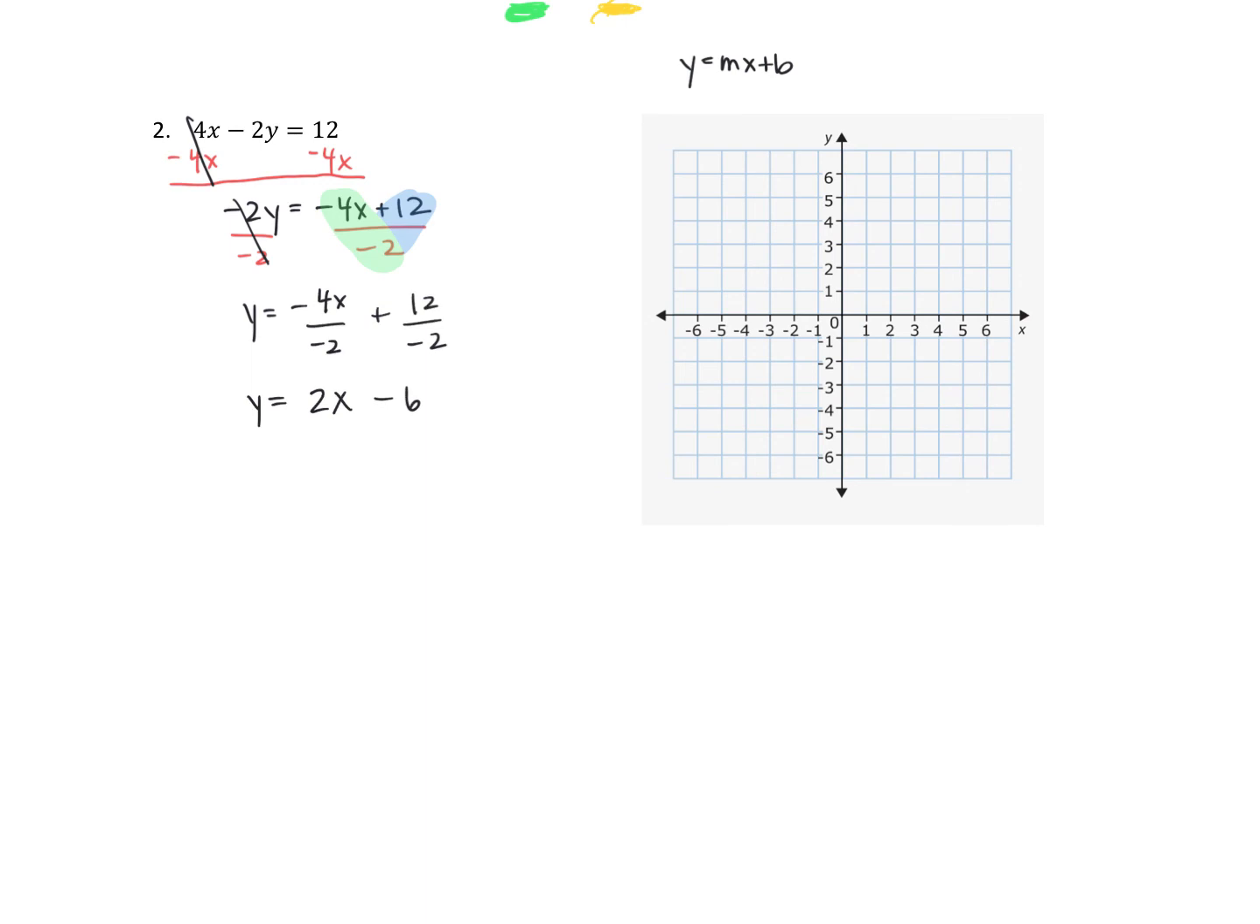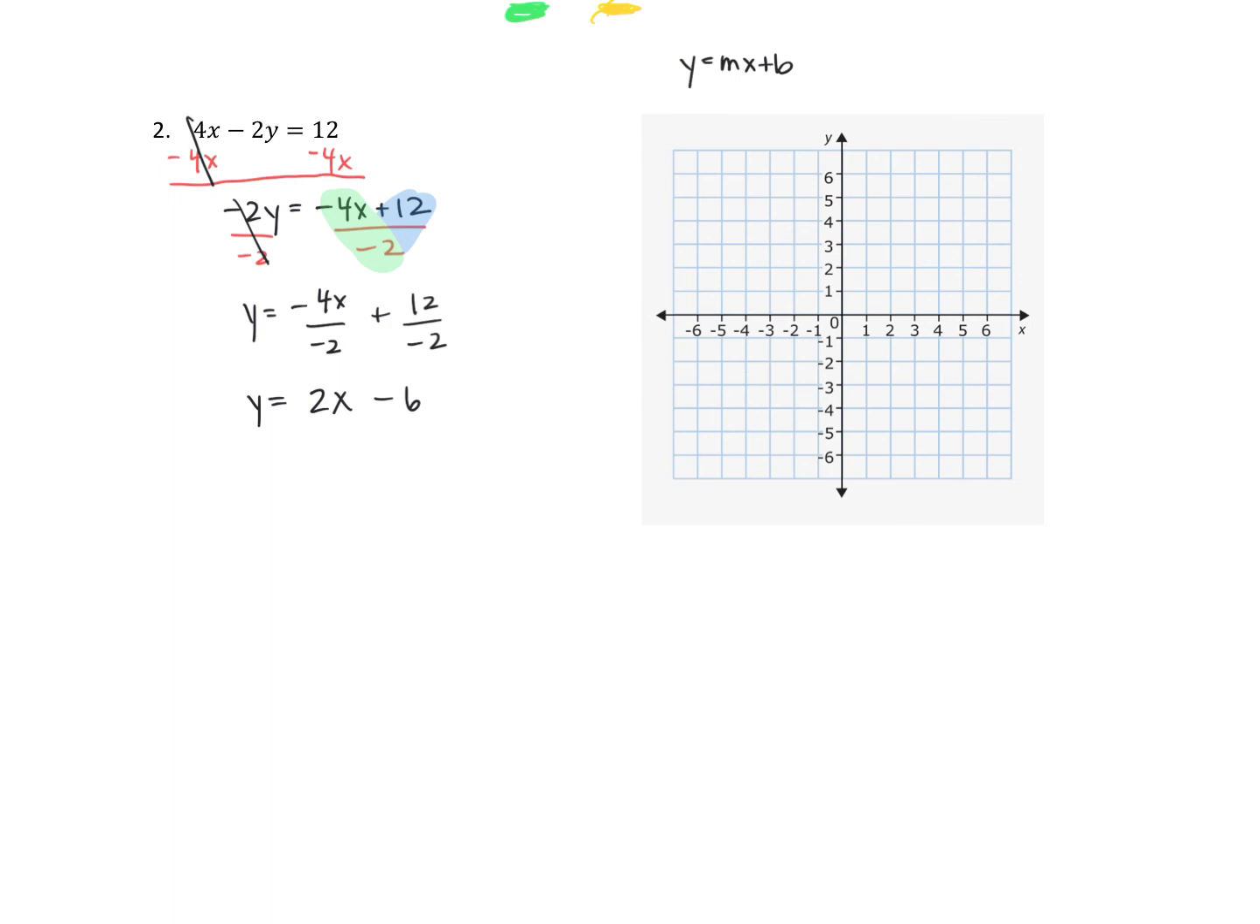So a very common mistake that's made here is that people divide the negative 4 by negative 2, and they forget to divide the 12 by negative 2. So they don't divide the whole side by negative 2. So remember that when you're dividing the entire side by that, each piece gets divided by it.